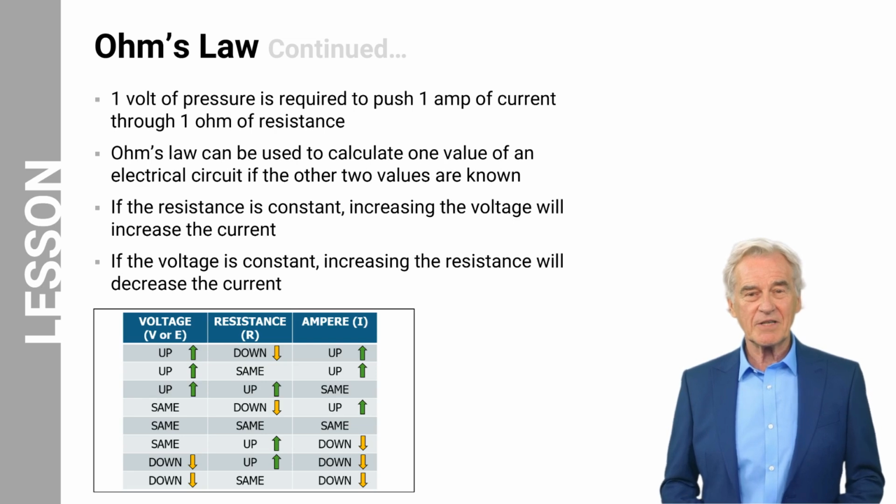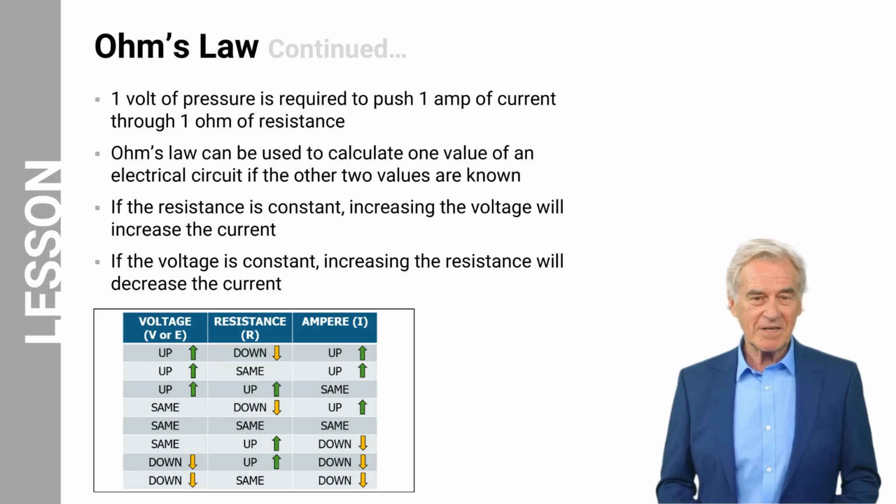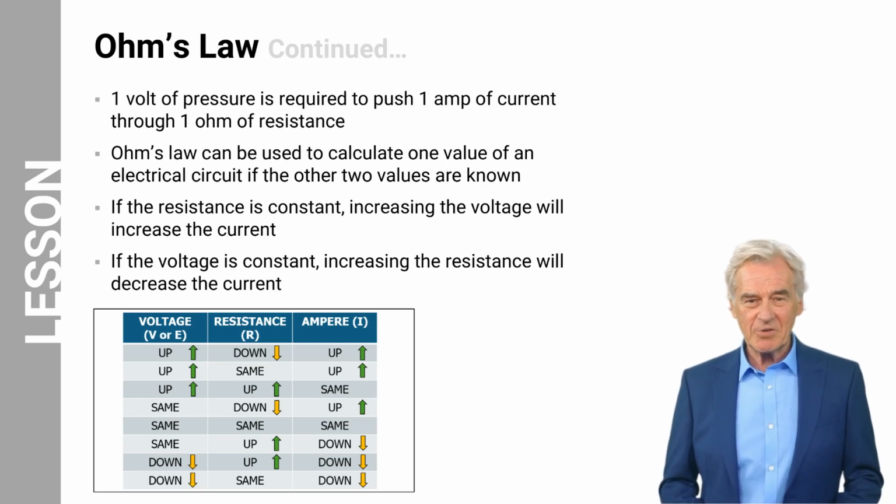Moreover, Ohm's law clarifies how changes in voltage or resistance affect current flow. If resistance remains constant, increasing the voltage will boost the current. Conversely, if voltage remains constant, increasing the resistance will diminish the current. This interactive relationship illustrated in the table is important for understanding and manipulating electrical circuits, allowing engineers to design and optimize systems for various applications.